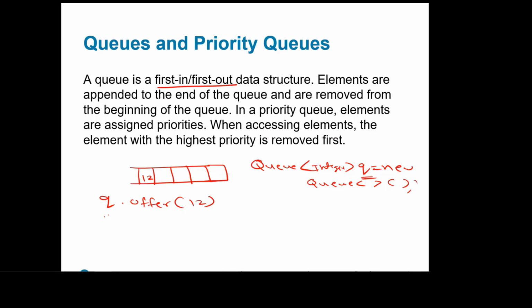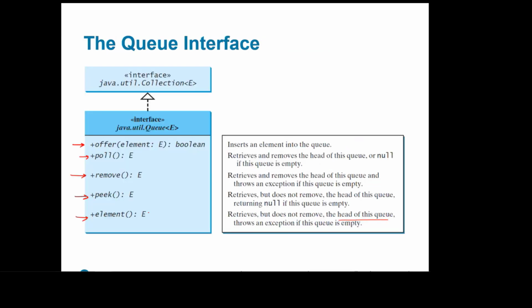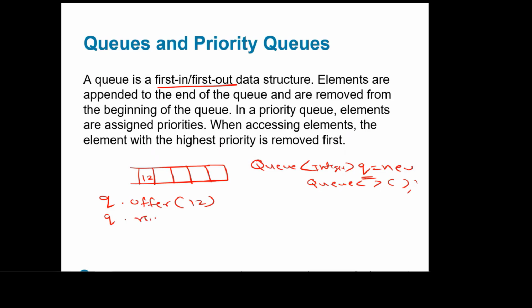Now if you say queue.remove, it will remove the very first element, whichever entered first. So now 12 will get removed. So let's say after 12 you say queue.offer, and offer, if the queue is full or you cannot enter, then it will return false. So as long as the queue has capacity and you can enter the value, queue.offer will return true.